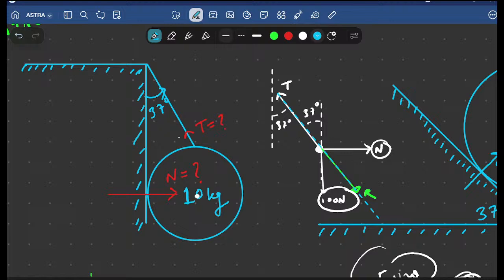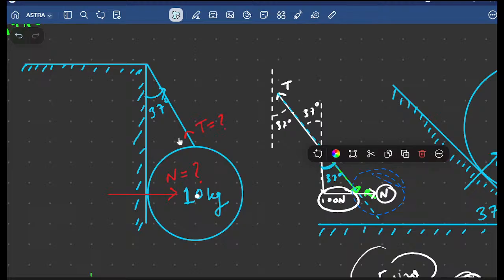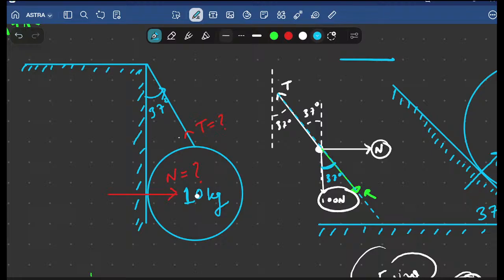Then I can say that if this is 37 degrees, by vertically opposite angles this is also 37 degrees, right? Now I am again shifting this N to here, because we can parallelly displace a vector. If we are not changing the magnitude and direction of a vector, then we can parallelly displace it. It is allowed, right? I need some space, so I'm solving here. Don't get confused.